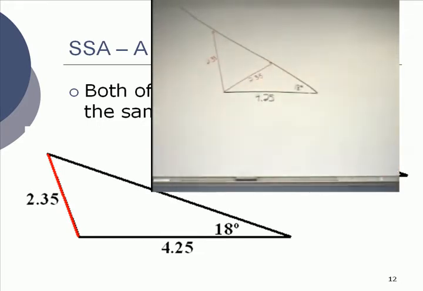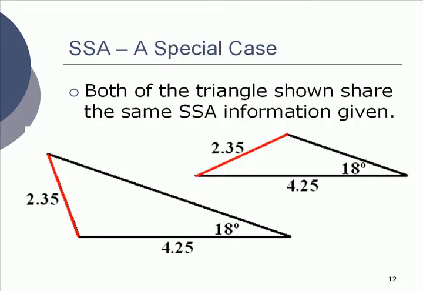And that would form another triangle. So there's two possibilities. So when we're given side-side-angle, we've got to look at both possible triangles that could be formed. And there's a little test.